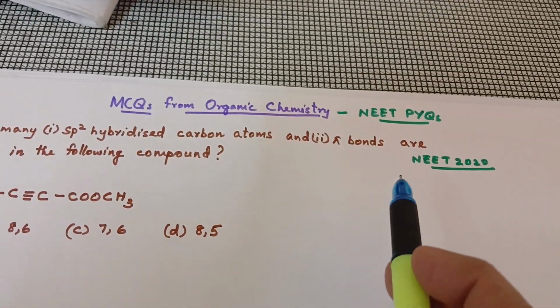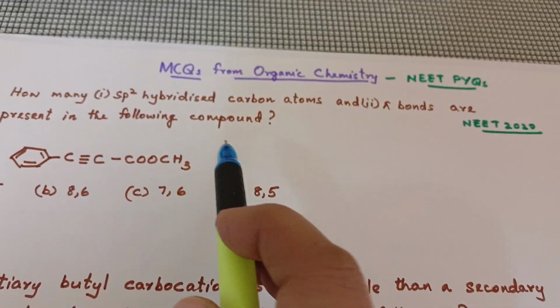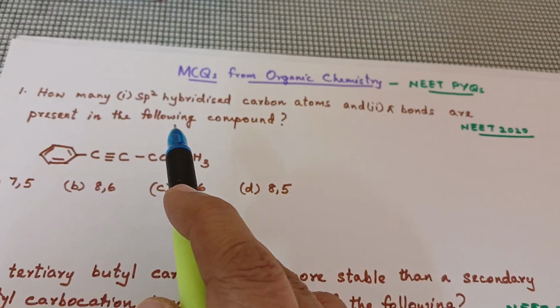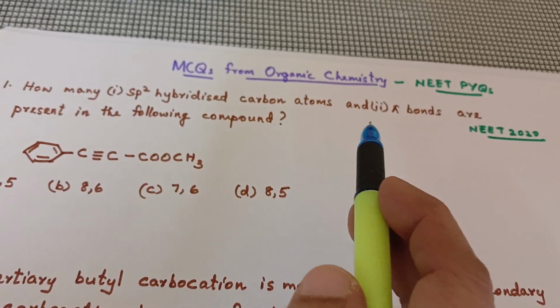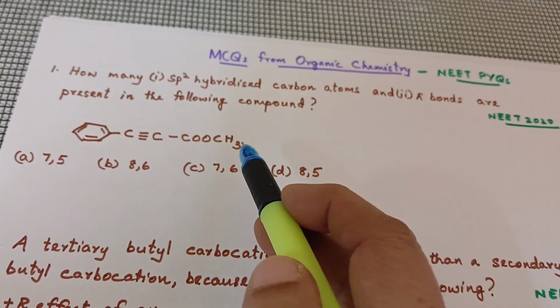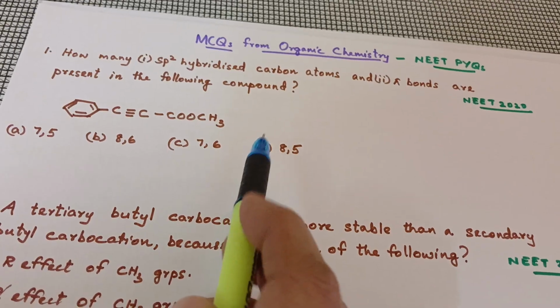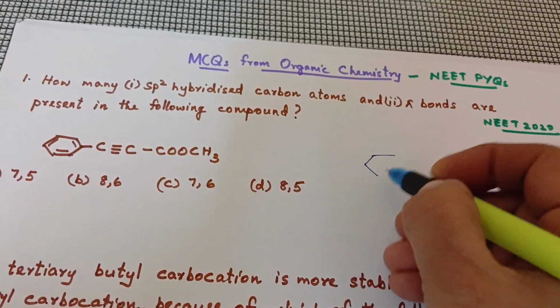MCQs from organic chemistry, that is from previous year NEET questions. There are two questions here in this first question. How many sp2 hybridized carbon atoms, and second one, pi bonds are present in the following compound. This is the compound given to us. Let us draw the structure once more.